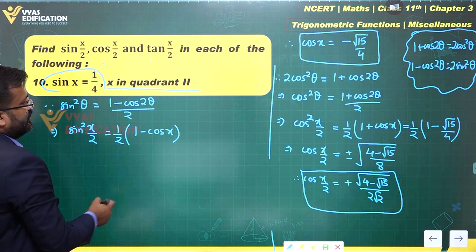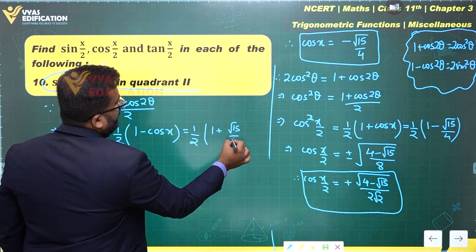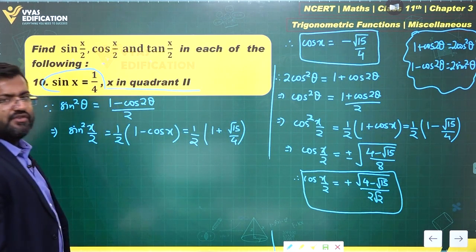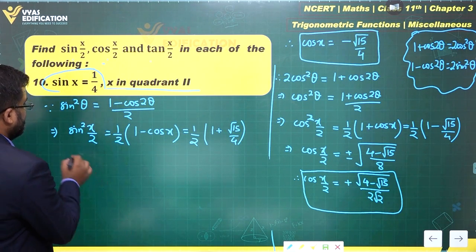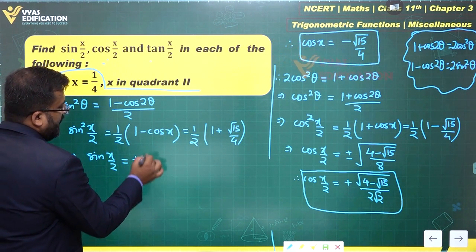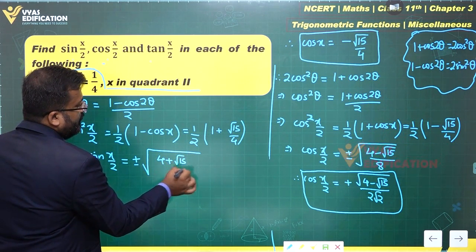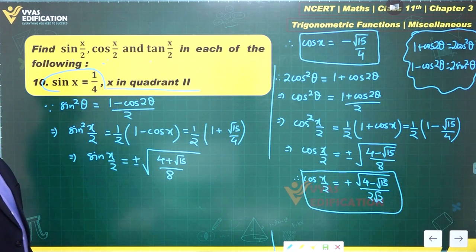Cos x is minus root 15 by 4. This is 1 by 2 times 1 plus root 15 over 4 is what you get. Right? Please note this carefully. What next? This gives me sin x by 2 is plus or minus square root of a huge quantity. What is that? This is 4 plus square root of 15 whole divided by 8. Do you observe this? Yes.